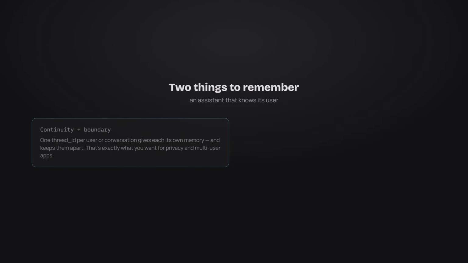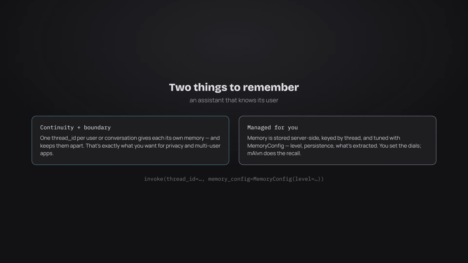Two things to remember. First, the thread ID is both continuity and a boundary. One per user or conversation gives each its own memory and keeps them apart, which is exactly what you want for privacy and for multi-user apps. Second, memory is managed for you, stored server-side, keyed by thread, and tuned with memory config. You pick the level and where it persists. mAIvn does the remembering, the summarizing, and the recall.